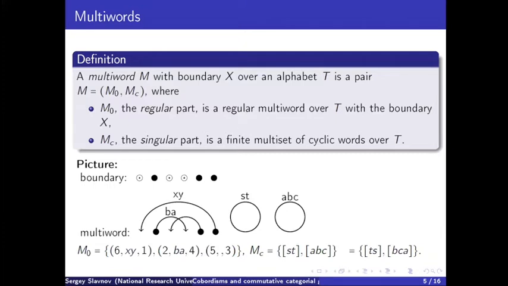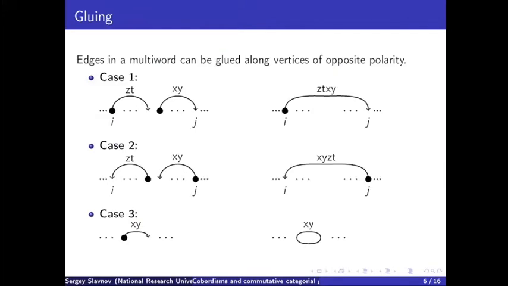A basic operation with these multi-words is gluing. So in a multi-word, we can glue edges along points of opposite polarity. What I said is underspecified, because it's more or less clear how to glue edges in a graph, but we also need to glue labels. So the prescription is in the pictures. Like in the first picture, we glue two edges along these intermediate points. So we obtain a new edge.